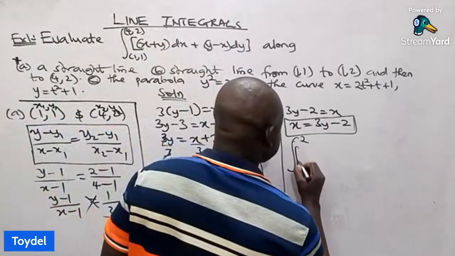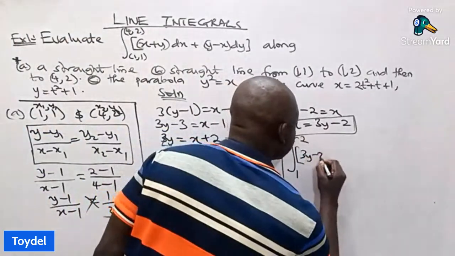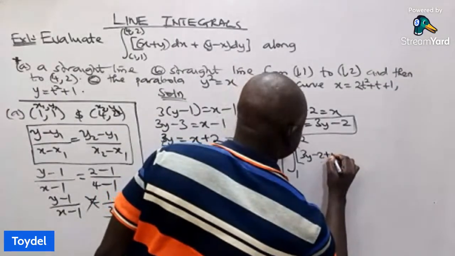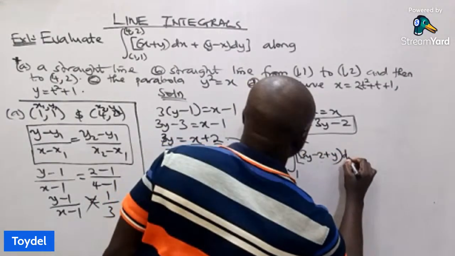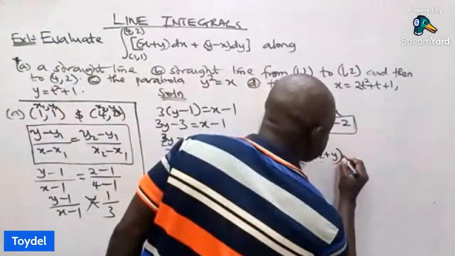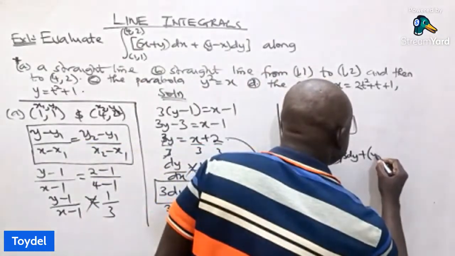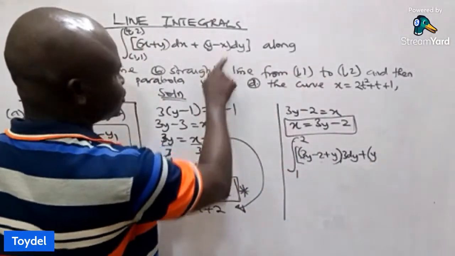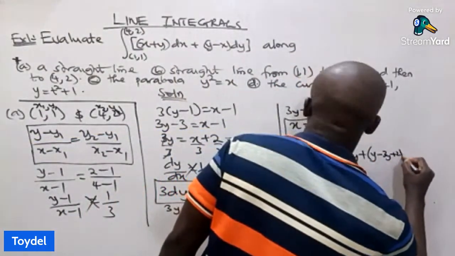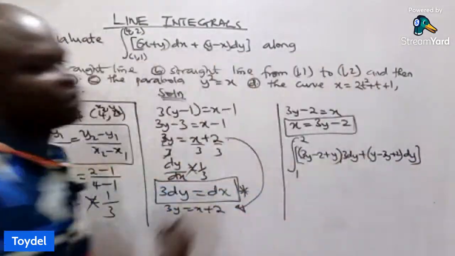Then into brackets, what is x? Instead of x now, I'm going to substitute 3y minus 2, then plus y dy dx. What is ds? ds is the same thing as 3 dy. I will say this multiplied by 3 dy. I want to write everything in terms of y. Then minus x will now be, what is x? X is this. That will be minus 3y plus 2. Then this is dy. This is what I'm going to evaluate now.